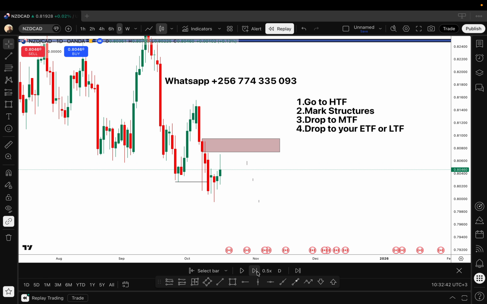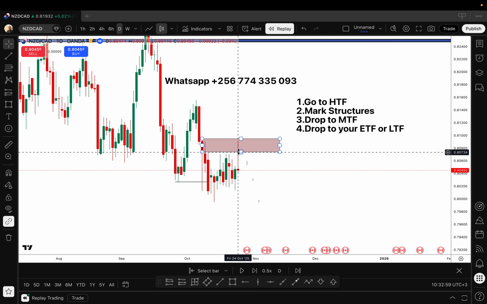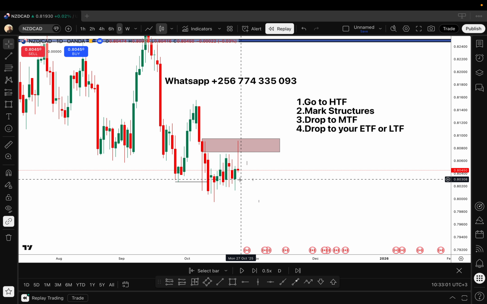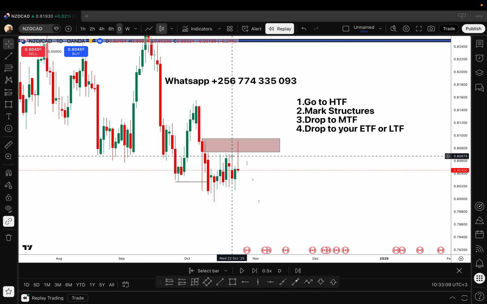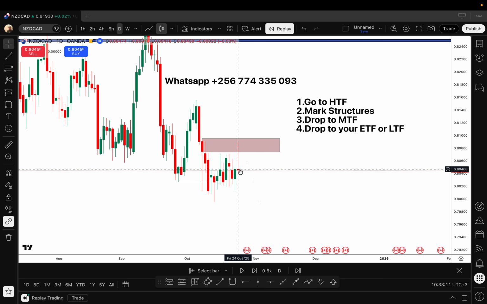waiting for price to get to the zone. So I play price forward, and then price does not get to the zone, it starts dropping, goes back. You have to wait. Now we get price that comes into the zone and then rejects. This is where we're going to be interested in the market. Price comes back into the zone and then rejects. That is when you're going to be interested in the market, in this rejection candle here.